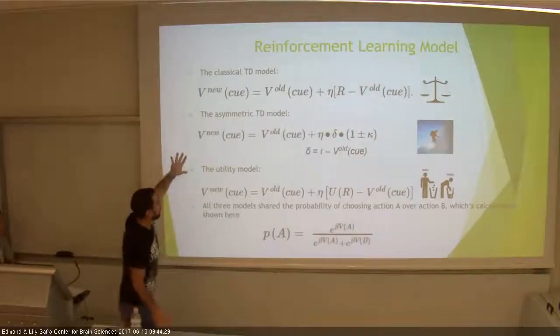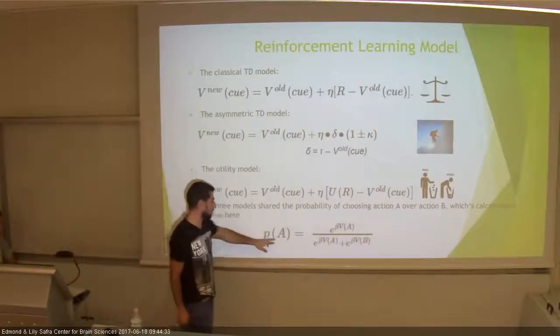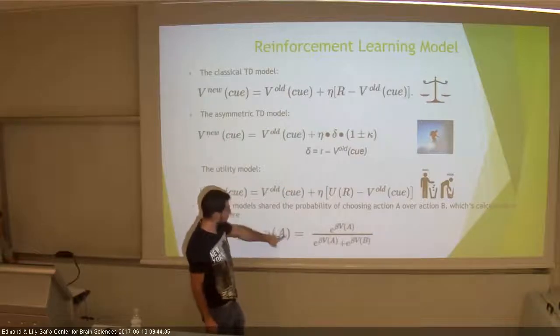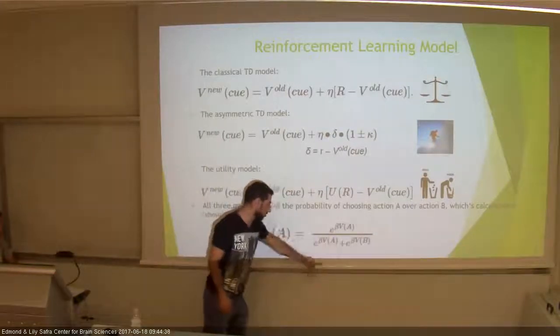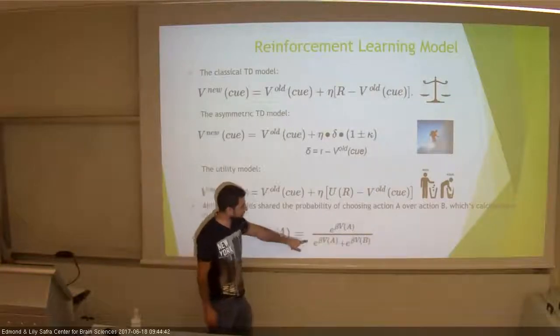So these are the three models, and each model has a probability action selection function. This is the softmax. This action selection gives the probability of choosing action A over action B.